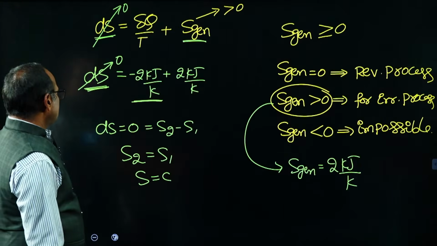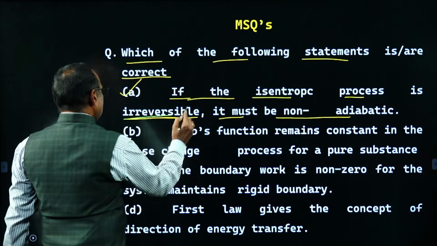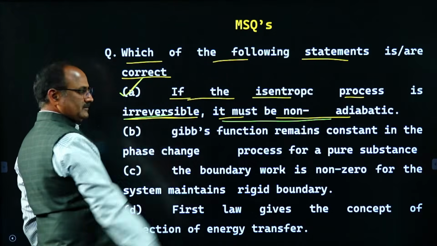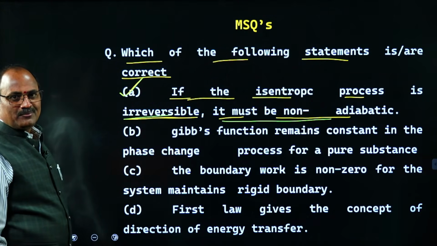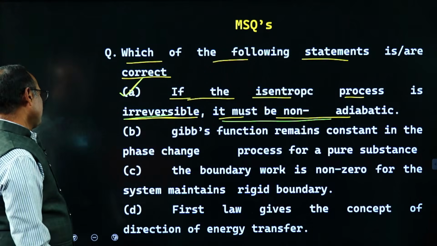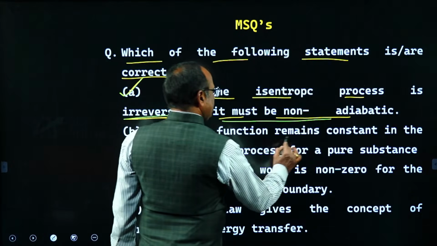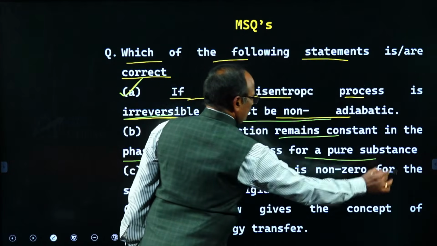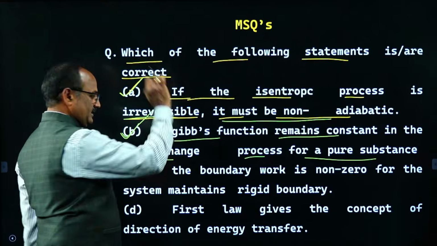Okay? Look at option A. If the isentropic process is irreversible, it must be non-adiabatic. It is absolutely correct. It is an MSQ question, which has more than one option correct. Look at B. A Gibbs function remains constant in the phase change process for a pure substance. That is also correct.